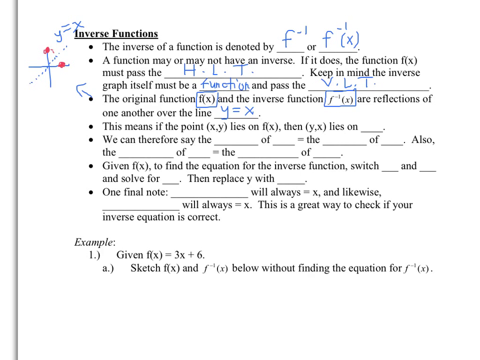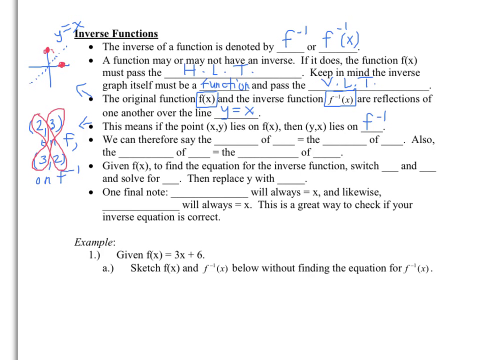What this means is that if the point x, y lies on f, then the point y, x is going to lie on f inverse. To illustrate this point, think of it this way. If 2, 3 is on f, then we know that 3, 2 is on f inverse. If a point is reflected over the line y equals x, we're simply going to switch x and y to get the new point, the new image, which would show up on the inverse graph. Notice here that the x value on the first and the y value on the second are the same, and the y value on the first and the x value on the second match up.